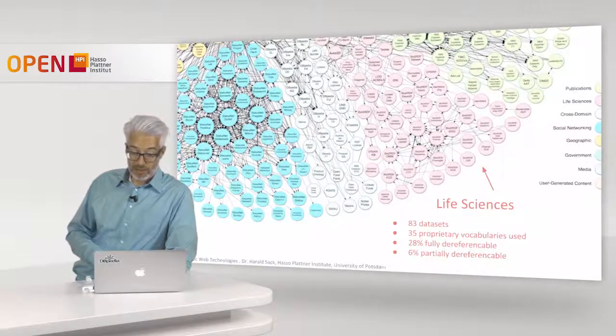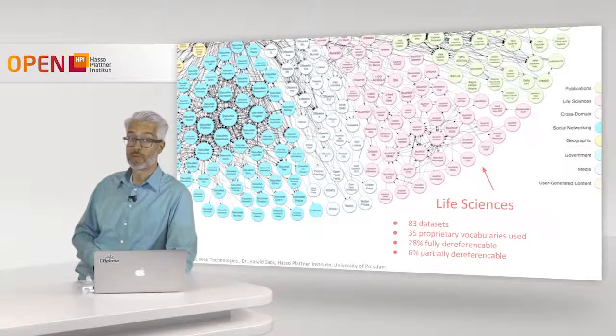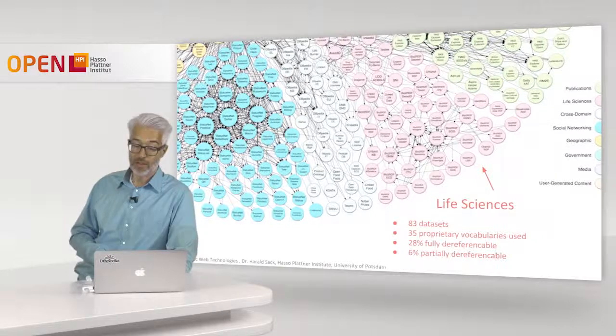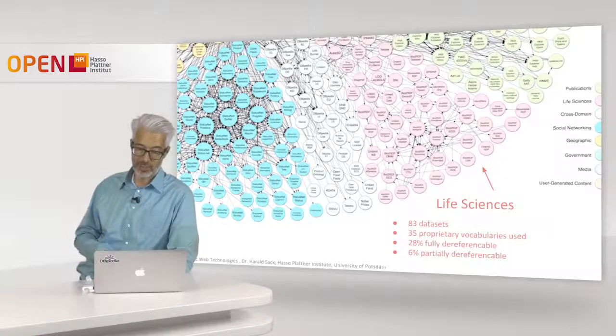So then you have a large section with data which comes from life sciences. Life sciences has a long tradition and also a strong tradition with artificial intelligence, for example. Therefore, it was rather easy to translate legacy datasets that were already represented with the help of ontologies and make them also available here in the linked data cloud. So these are 83 datasets. 35% of them are described with proprietary vocabularies. So there are 35 proprietary vocabularies used, sorry for that, and 28% are fully dereferenceable. So this is, considering the other numbers, already a huge number of dereferenceable URIs, and 6% are partially dereferenceable.